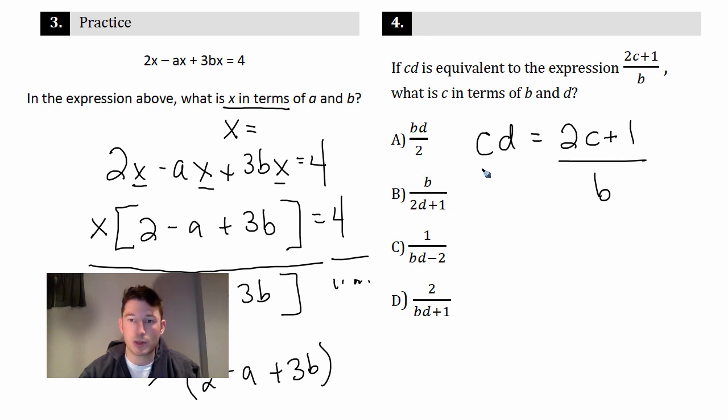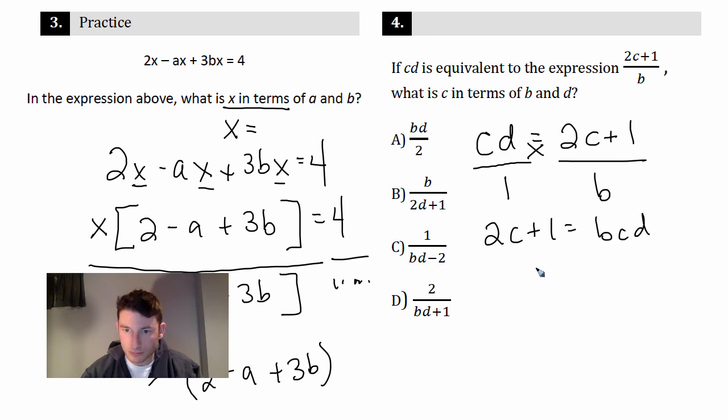Well, one way we can do that is, let's put this over 1 and cross multiply. So we get 2C plus 1 equals BCD, right? We just multiply these. Now let's minus the 2C. Minus the 2C.